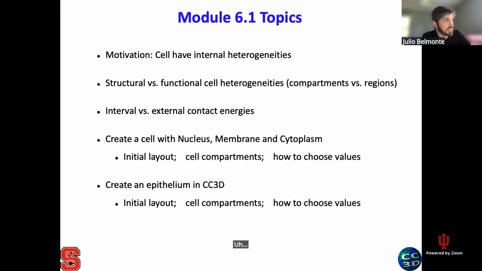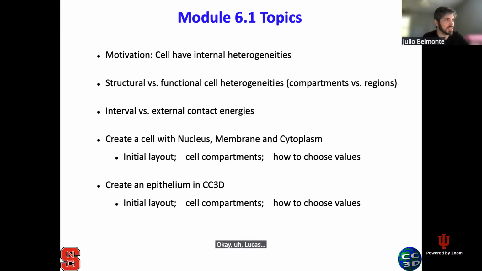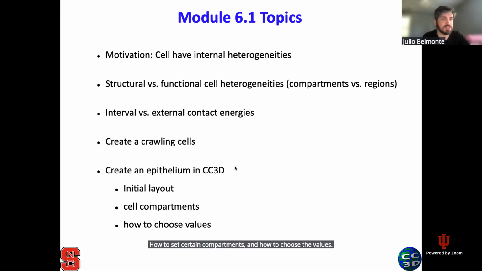We're going to go through a little bit of motivation, talk about structural and functional cell heterogeneities, and internal and external contact energies. This part here I forgot to update. Actually, we're talking about a cell with a nucleus, a membrane, and a lamellipodium. Okay, nucleus, cytoplasm, and lamellipodium. I'm going to change the model, and then we're going to talk about creating a cell epithelium in CompuCell3D. For all of them, we're going to talk about the initial layout, how to set cell compartments, and how to choose the values. So this is going to be the new topic.